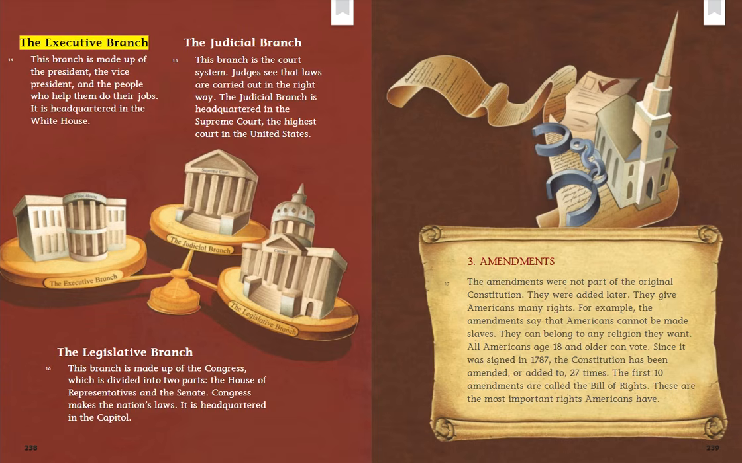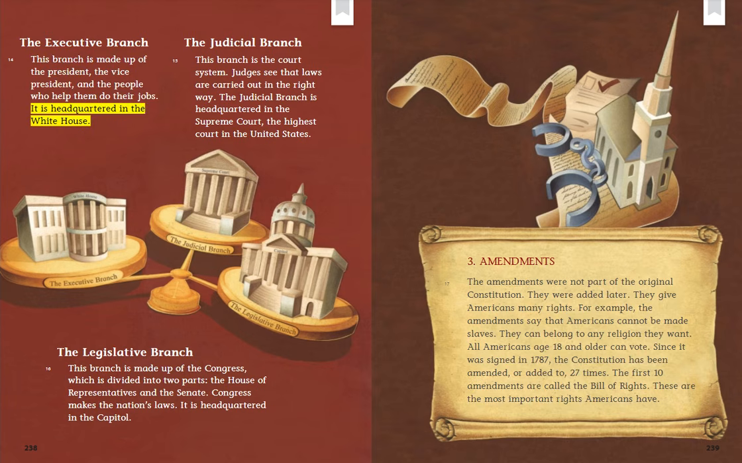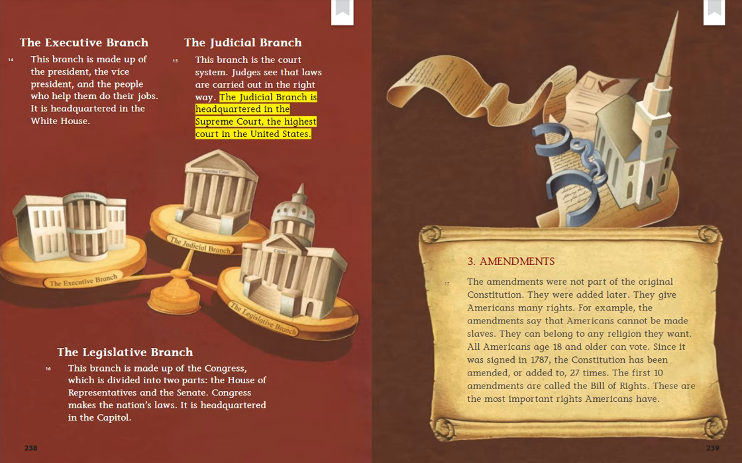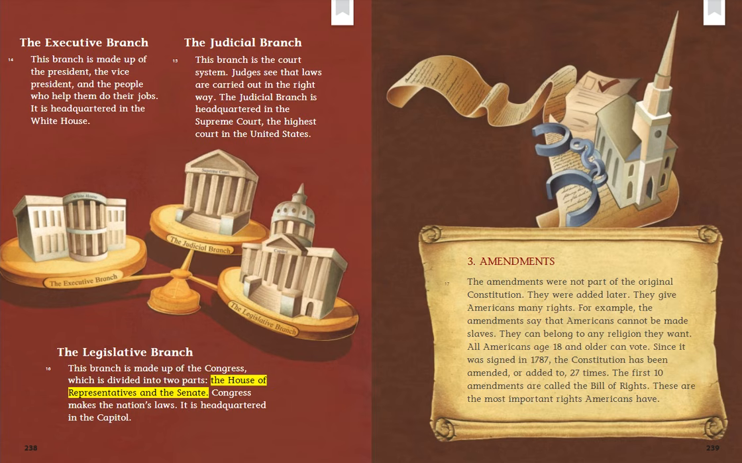The Executive Branch. This branch is made up of the President, the Vice President, and the people who help them do their jobs. It is headquartered in the White House. The Judicial Branch. This branch is the court system. Judges see that laws are carried out in the right way. The Judicial Branch is headquartered in the Supreme Court, the highest court in the United States. The Legislative Branch. This branch is made up of the Congress, which is divided into two parts, the House of Representatives and the Senate. Congress makes the nation's laws. It is headquartered in the Capitol.